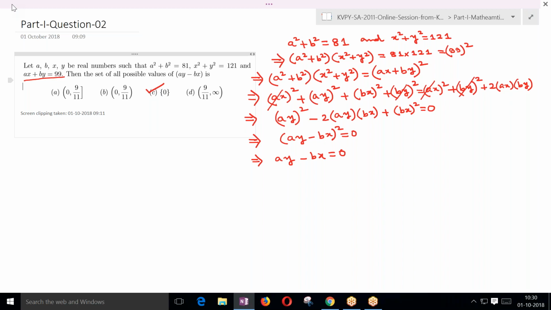Otherwise, you see, what is the question? The question is that you need to find the value of ay minus bx, and what is given is a square plus b square, x square plus y square, and ax plus by. That means definitely there should be squaring and addition, subtraction that has to be done. But whether it is addition or subtraction, what is important to understand is the relationship among these numbers, because these expressions, a square plus b square and x square plus y square, are given in terms of real numbers, 81, 121, and ax plus by equal to 99.